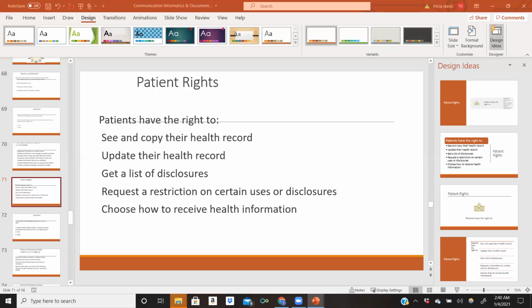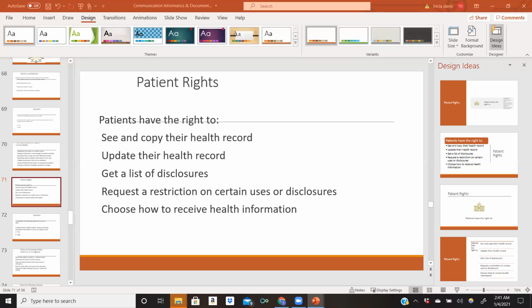They have the right to get an update of their healthcare record. They have the right to get a list of the disclosures that a healthcare institution has made, independent of disclosures made for the purposes of treatment, the purposes of payment, and their healthcare operations. They have the right to request a restriction on certain uses or disclosures, and they have a right to choose how to receive their health information.